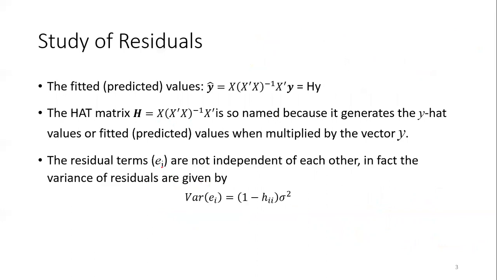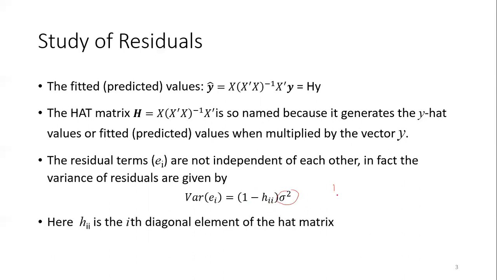The residual terms, the e_i's, are not independent of each other. In fact, the variance of the residuals is given by sigma squared times 1 minus h_ii. The variance of e_i is equal to sigma squared times (1 minus h_ii), where h_ii are the diagonal elements of the hat matrix.